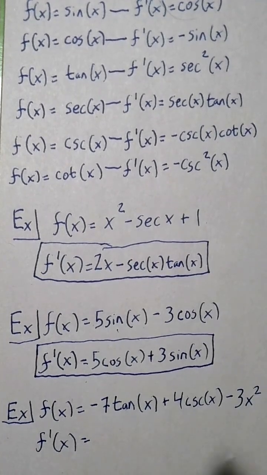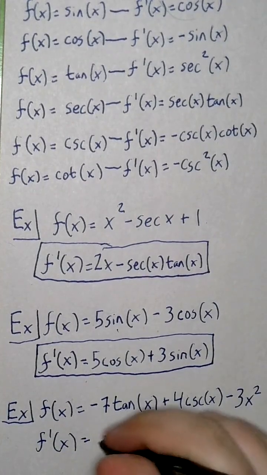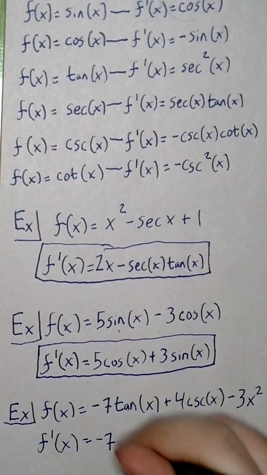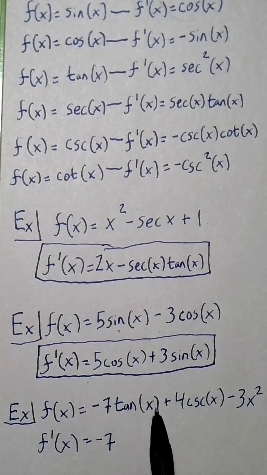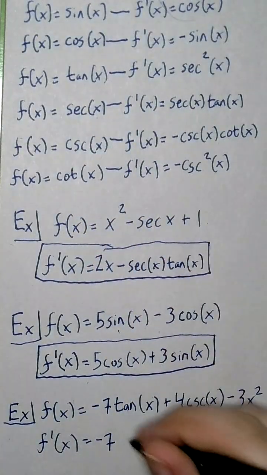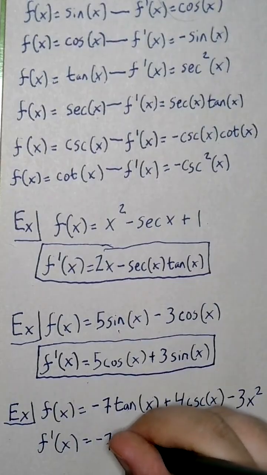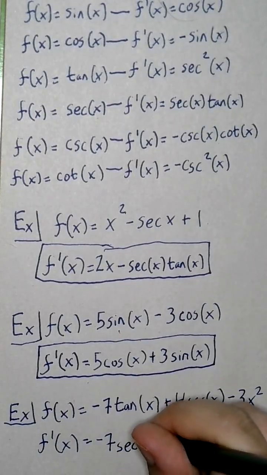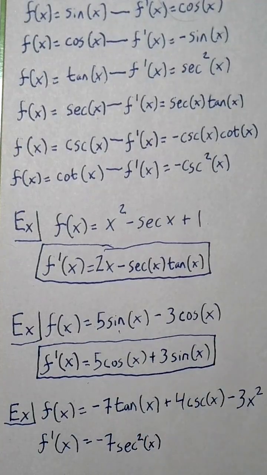So here, what is the derivative of negative 7 times tangent x? Well, the negative 7 is going to follow along. The derivative of tan x, if we look across, is going to be secant squared. So this is going to be negative 7 times the secant squared of x.